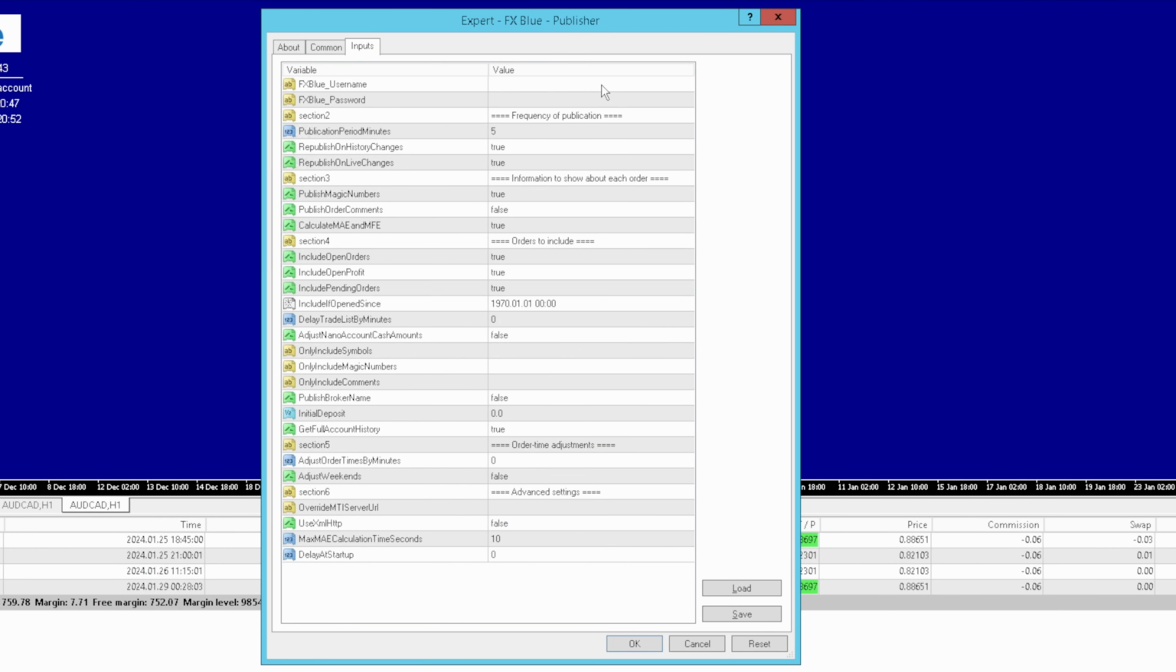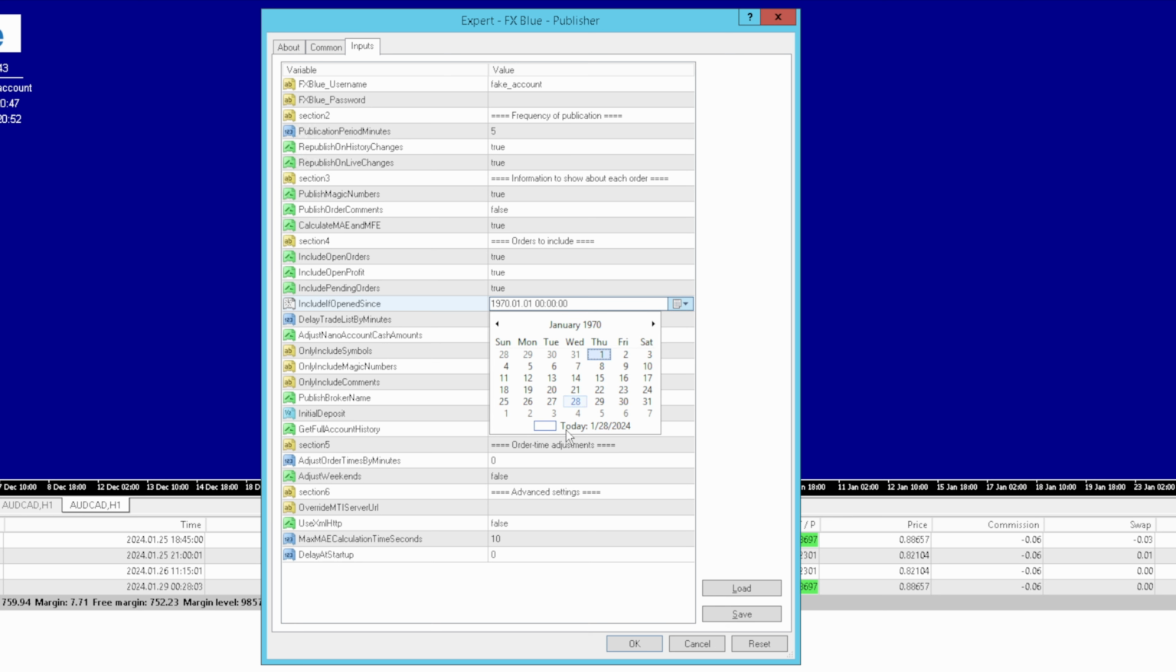I'm here on my MT4 terminal, and I've already installed the Fxblue publisher app. Created an account already, so fake. And there's a lot of options here. The one I'm particularly interested in is "include if open since". So this, it will include all the trades.